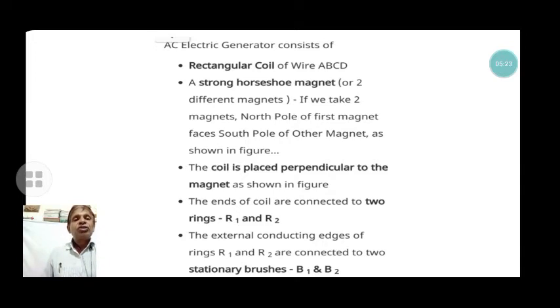Next, the ends of the coil are connected to two rings R1 and R2. End A is connected to R1 and the other end is connected to R2. These two rings are called slip rings. The external conducting edges of rings R1 and R2 are in sliding contact with the stationary brushes B1 and B2. B1 and B2 are the stationary part of the generator, which conduct the electricity produced in the rectangular coil.